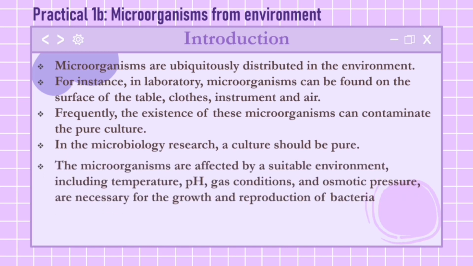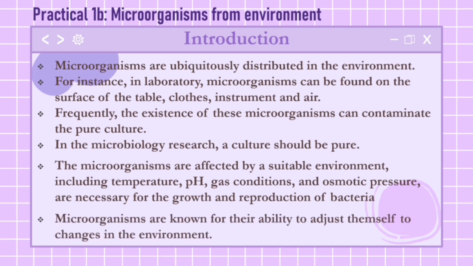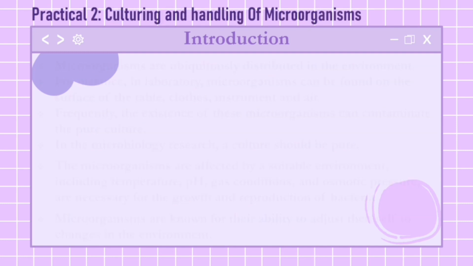Microorganisms are affected by a suitable environment, including temperature, pH, gas conditions, and osmotic pressure, which are necessary for the growth and reproduction of bacteria. Microorganisms are known for their ability to adjust themselves to changes in the environment. Practical 2. Culturing and Handling of Microorganisms.